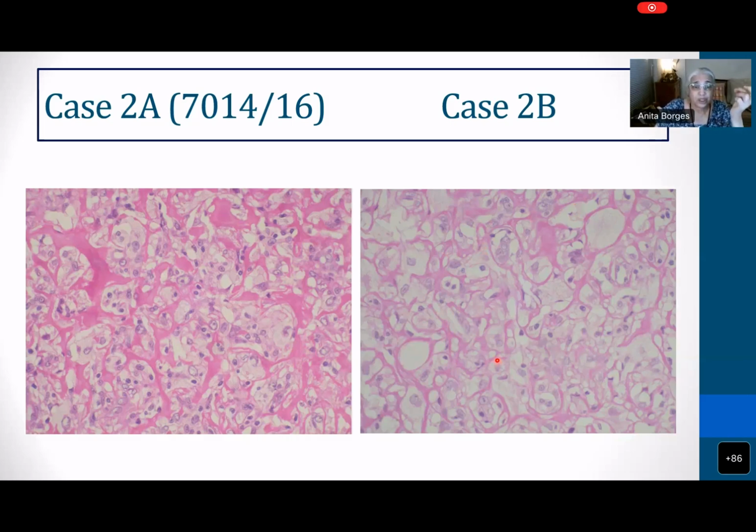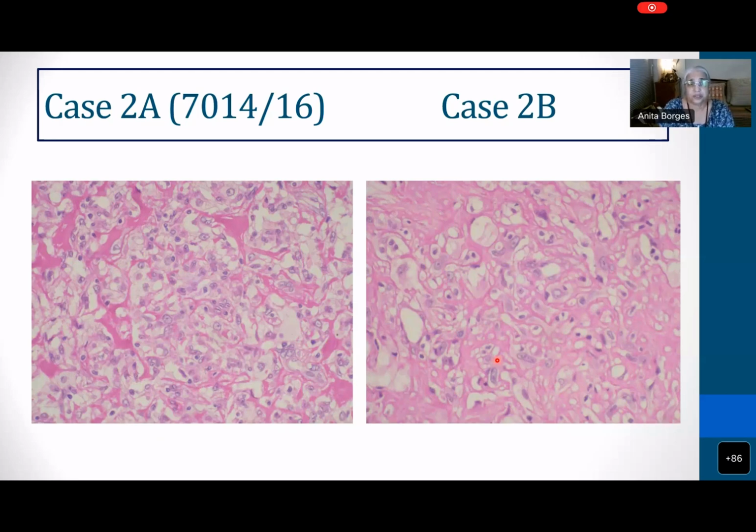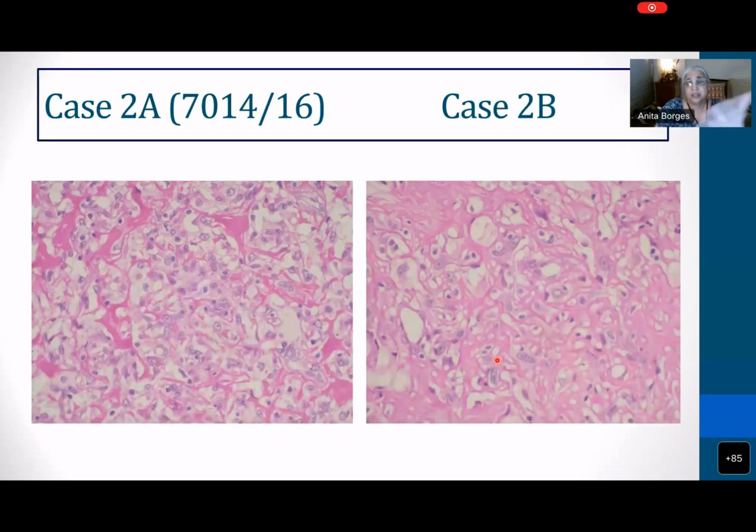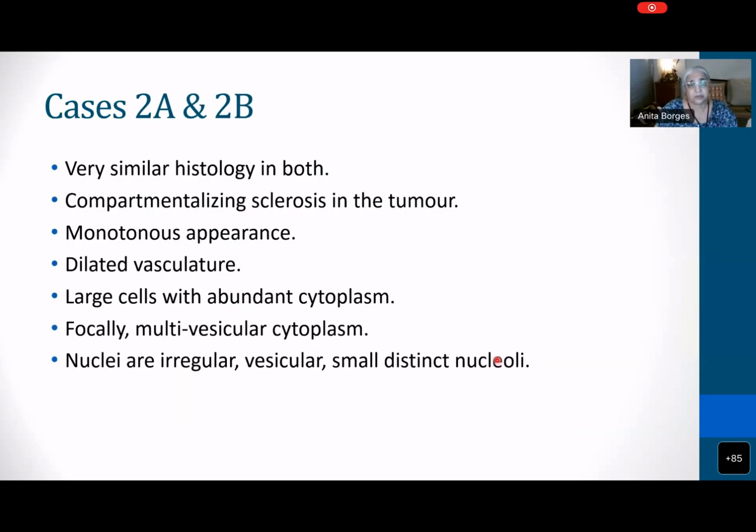These nuclei are small. In many cases, some of them are multinucleated. Often they are vesicular, you can see that, but they also have very dense looking nuclei. Now look at them over here. The same thing is being seen with a lot of hyalinized connective tissue between. So that is what we are seeing in high power. And the histology is similar in both. You get this compartmentalizing, hyalinizing sclerosis. It's a very monotonous kind of appearance. The cells do not all look the same, but if you go and look from area to area in each of the tumors, they look terribly monotonous. Yes, there is some dilated vasculature. There are large cells, abundant cytoplasm, multivesicular cytoplasm. Small little nuclei, vesicular with small nuclei.